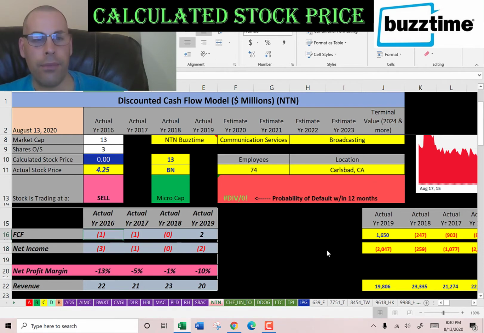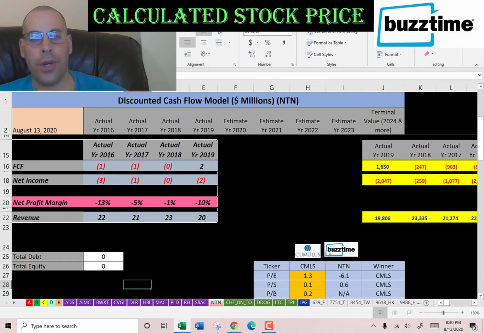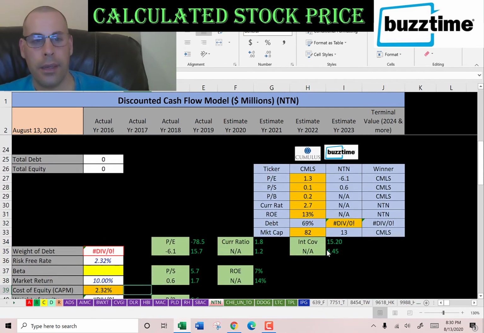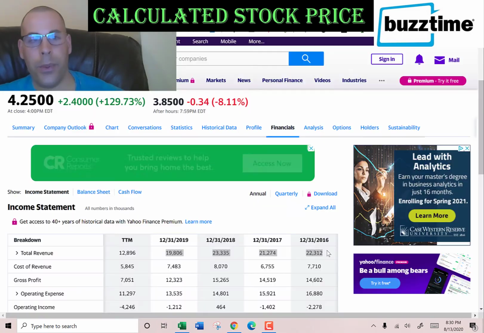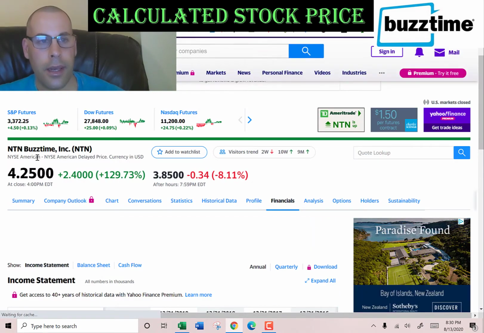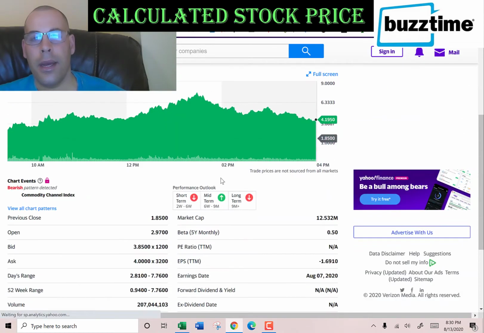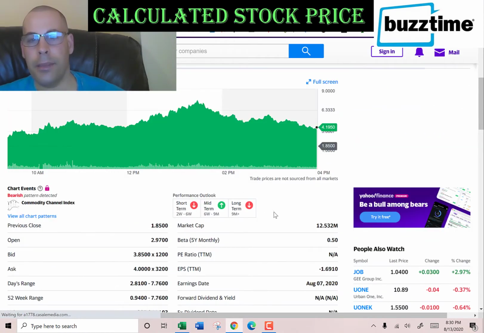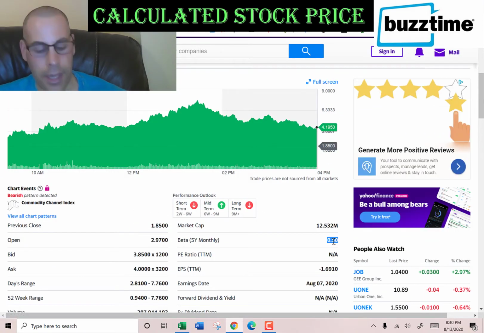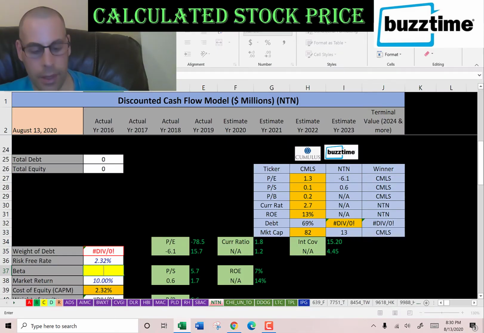So they had negative free cash flow and negative net income pretty much every year. Although in 2019 they did have positive free cash flow, so that is a good sign. Let's look at a capital structure. They have no debt. Let's get the cost of equity, so we need the beta. That's how volatile the stock is relative to the market. And usually penny stocks have high betas, but this has a beta of 0.5, so the stock doesn't move much relative to the market.